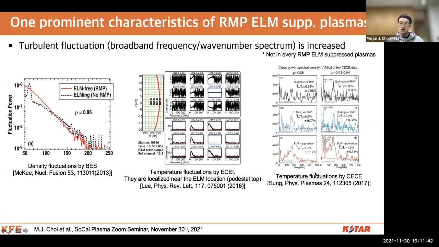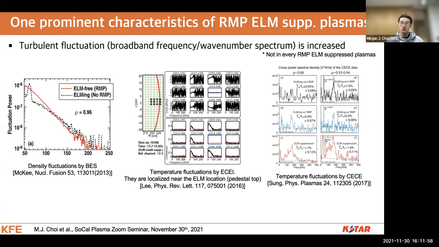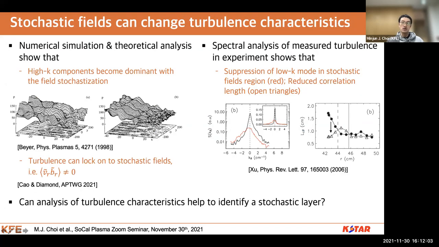And also, as you can see in this work, the temperature fluctuation is also shown to be increased during the ELM suppression, as shown in this red colored plot. And so I think we can consider using the information of turbulence to identify the stochastic layer, because there have been some researches that stochastic field can change the turbulence characteristics.